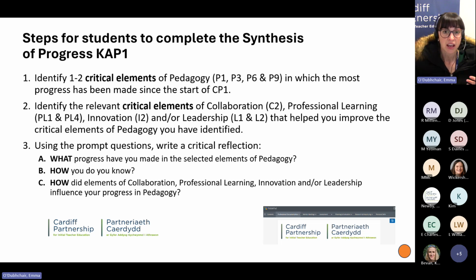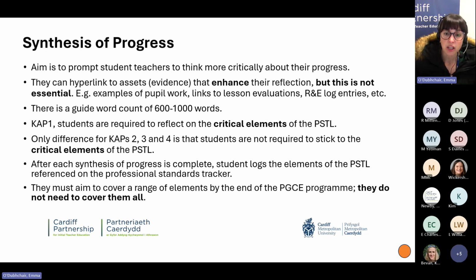Is it that my evaluations of lessons are helping me to reach that judgment? Is it that the feedback that I've had from my mentor is also helping me to make that judgment? Is it the outcomes that I can see from my learners, the impact that I'm having in the classroom? What is it that's helping me make that judgment? And then also, how did those elements of collaboration, professional learning, innovation, and/or leadership influence that progress in pedagogy? Once they've decided all of those things, they will turn to writing up their synthesis of progress.